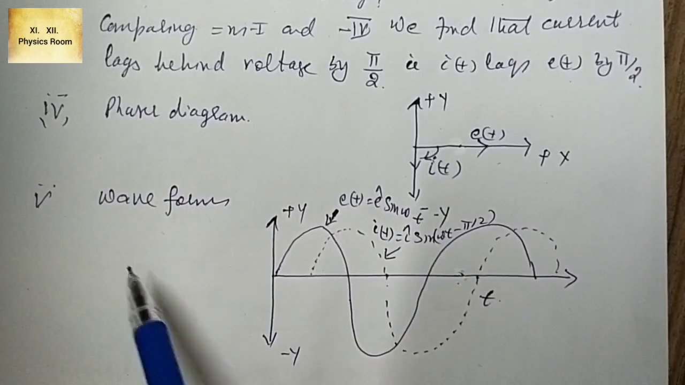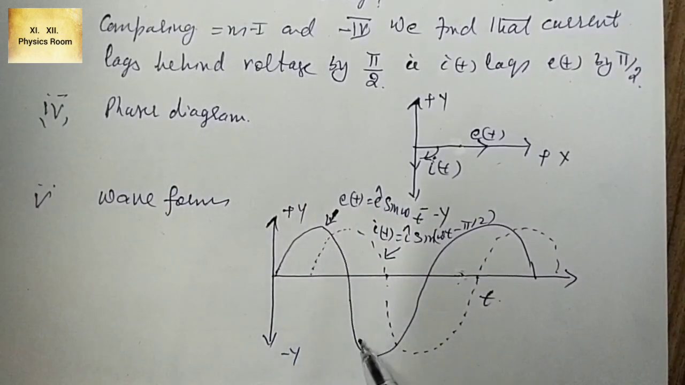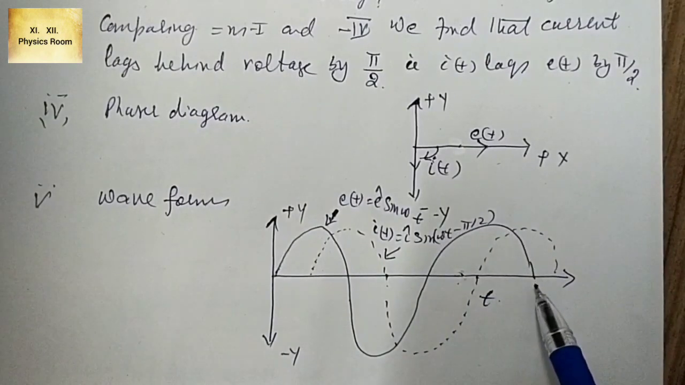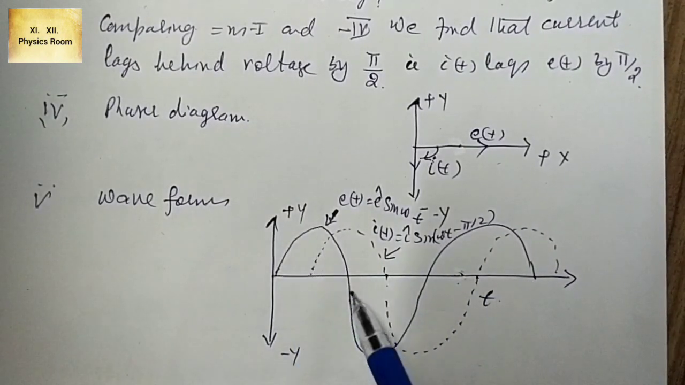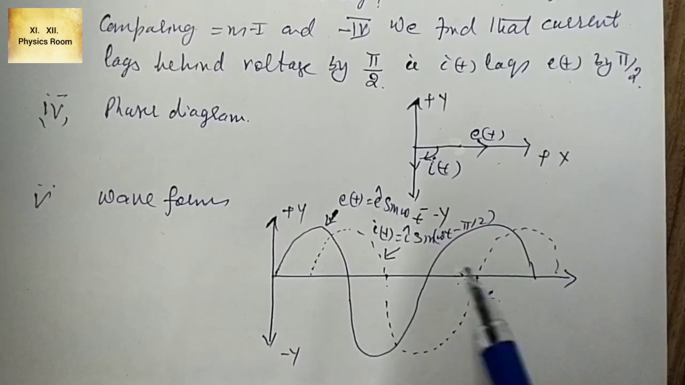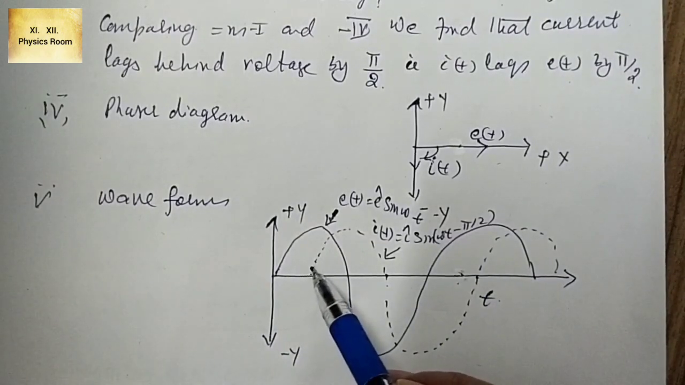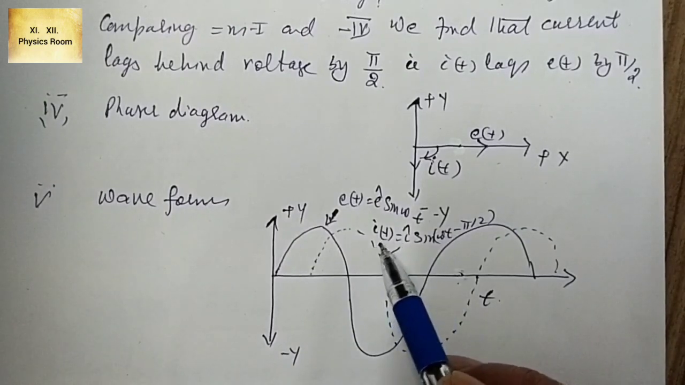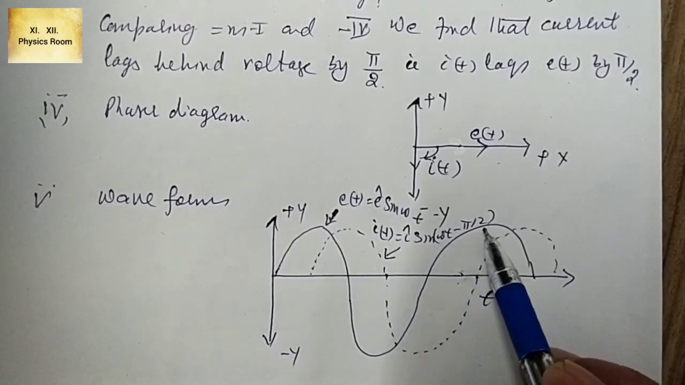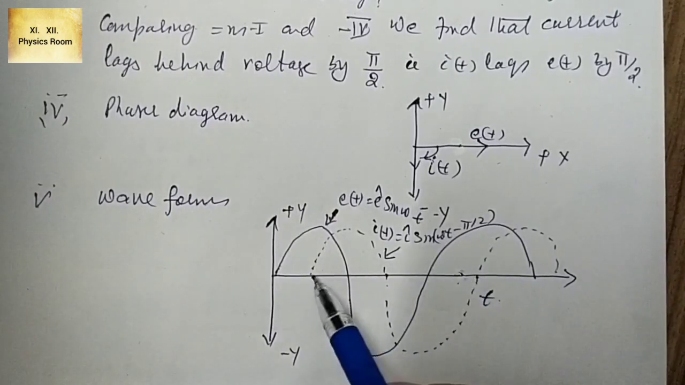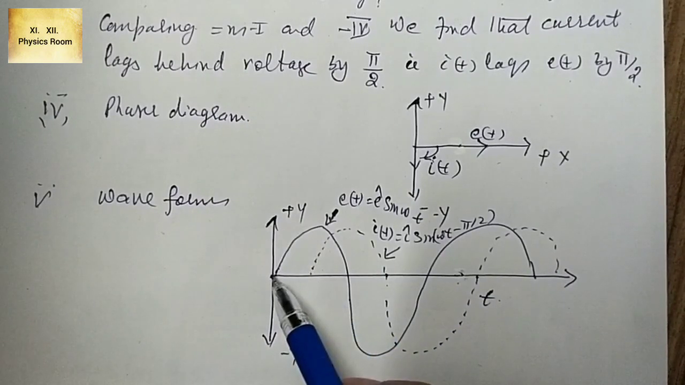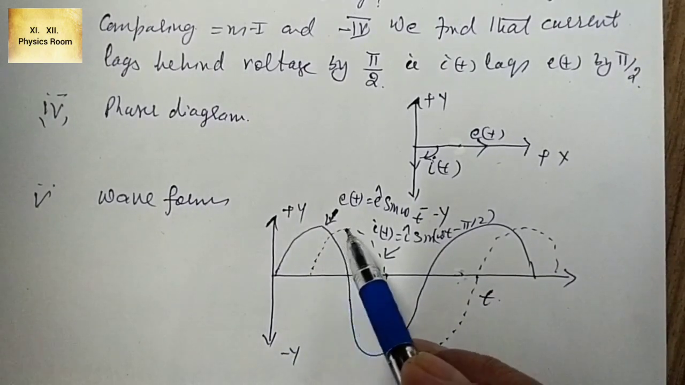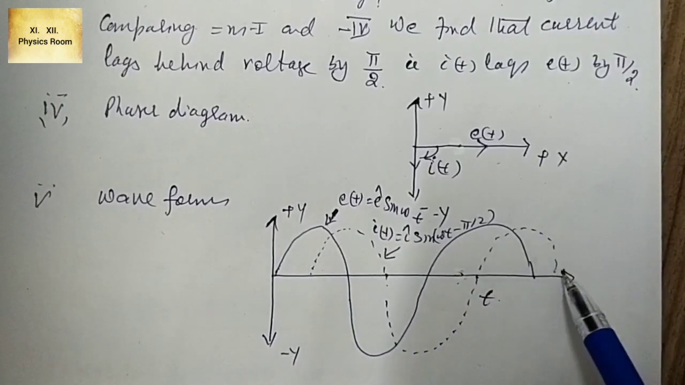Now the fifth point we are to discuss is the waveform. How we represent the waveform. So this is the waveform. ET is equal to E max sine omega t. It's a sine wave. Now since current lags behind ET by pi by 2, IT is equal to I max sine omega t minus pi by 2. So it is also a sine wave which starts pi by 2 phase angle later than voltage. So the current wave starts from here, dotted lines show the current waveform.